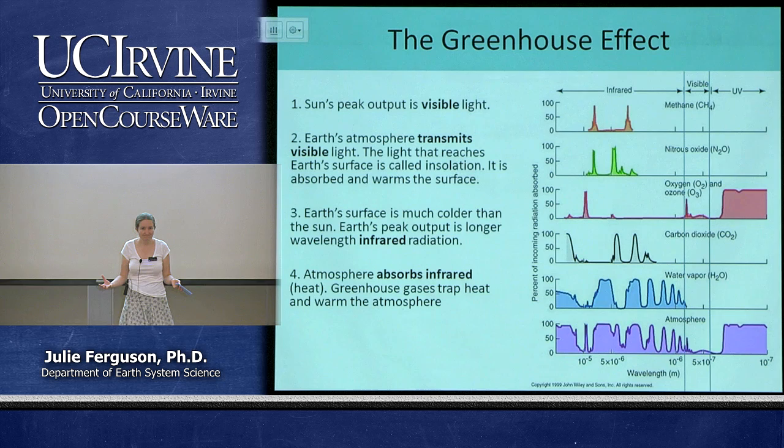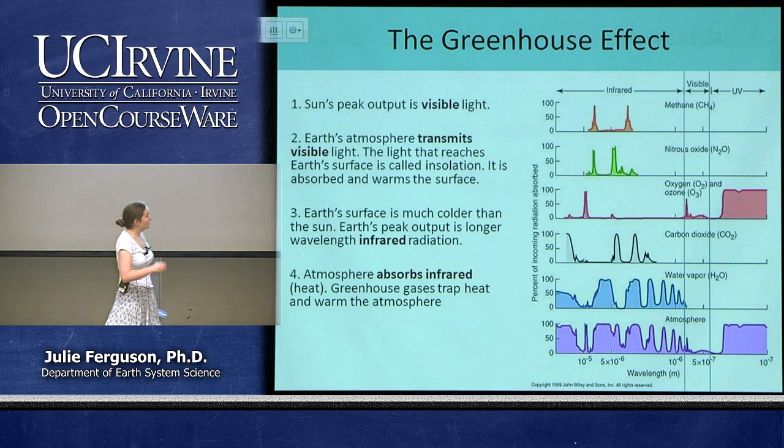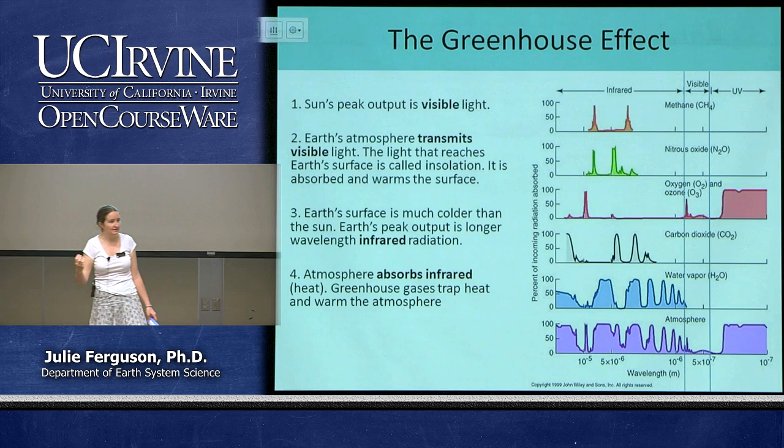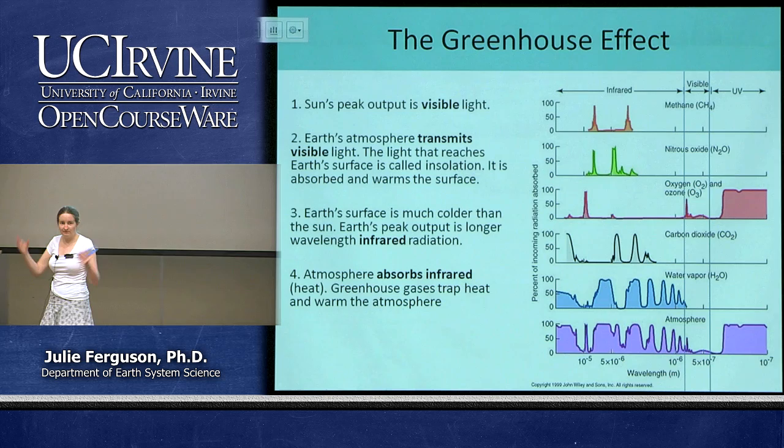Not really, okay? You can see the sort of flat lines in most of those. So very little of the incoming radiation, that visible shortwave radiation coming from the sun, is absorbed by gases in the atmosphere. It basically travels straight through. It's transmitted by the atmosphere.